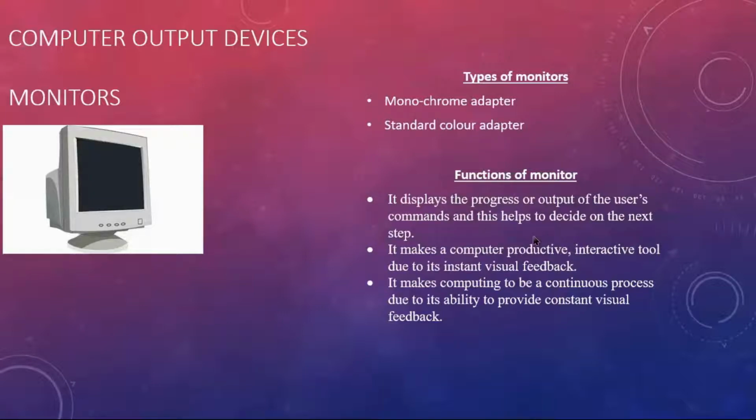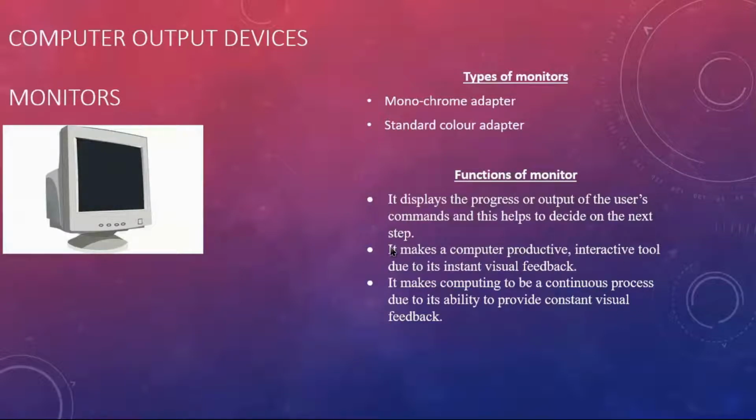So let's look at the functions of a monitor. We say a monitor is very important. The very first function is that it displays the progress or the output of the user's commands, and this helps to decide on the next step. Right now, I'm able to see that our meeting is supposed to be for about 40 minutes. Time will reach when the screen will display for me the minutes I'm left with to complete the lesson. Because I'm able to see the display on the screen, I can decide what to do next. I can decide that before the time ends, let us join the second session. In the second session, we shall continue whatever we have not finished in the first session.